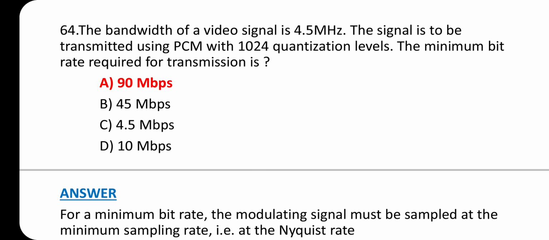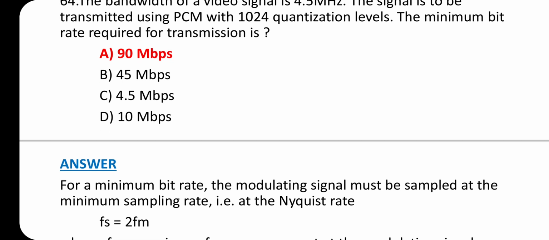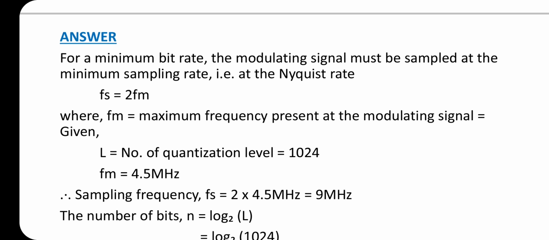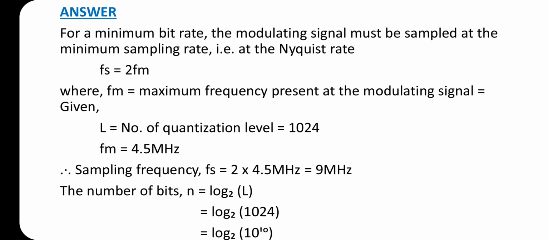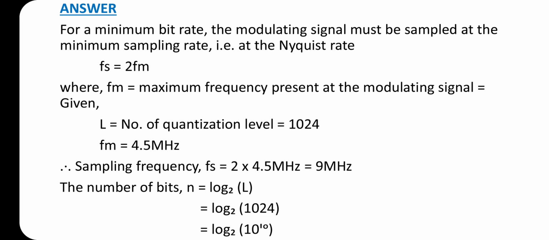Question number 64. The bandwidth of a video signal is 4.5 MHz. The signal is to be transmitted using PCM with 1024 quantization levels. The minimum bit rate required for transmission is option A, 90 Mbps. Answer. For a minimum bit rate, the modulating signal must be sampled at the minimum sampling rate, that is at the Nyquist rate, Fs equal to 2 fm, where fm is the maximum frequency present in the modulating signal.